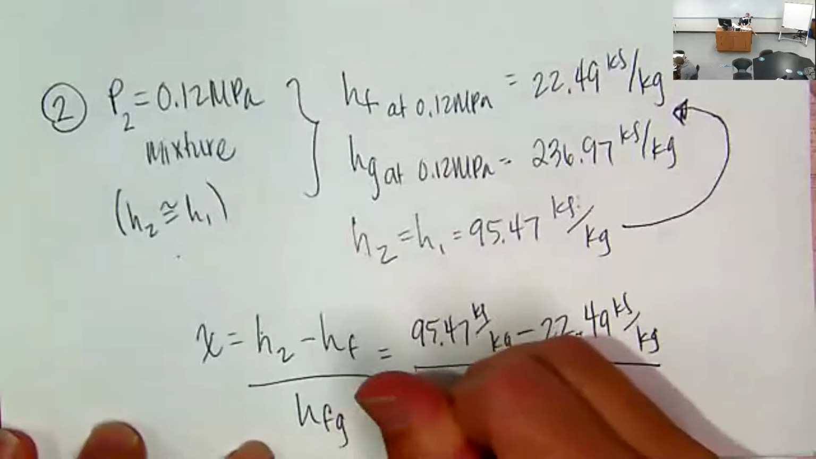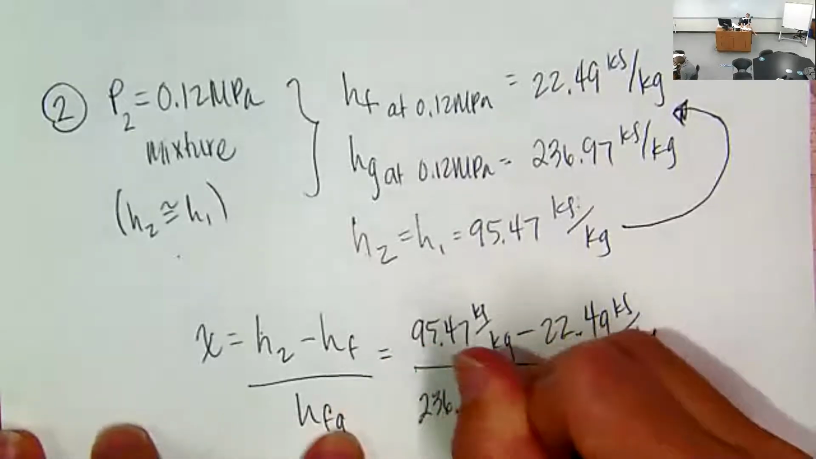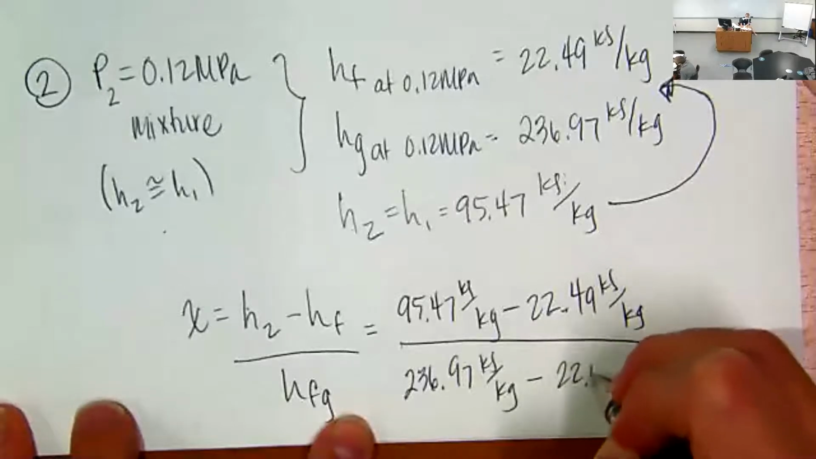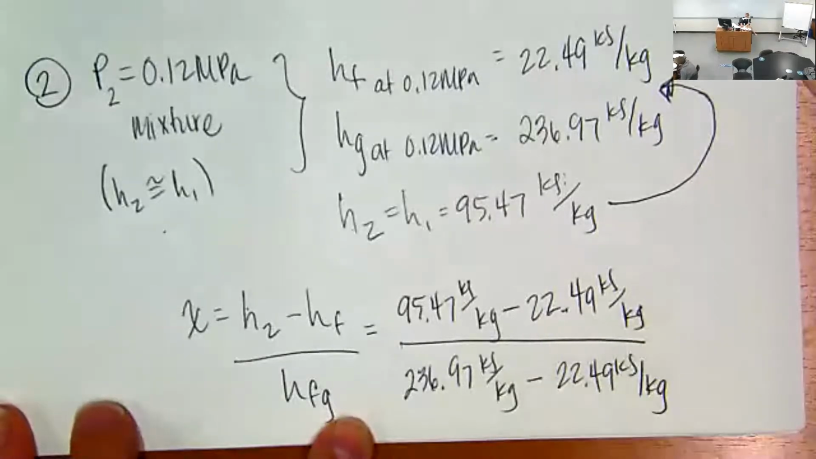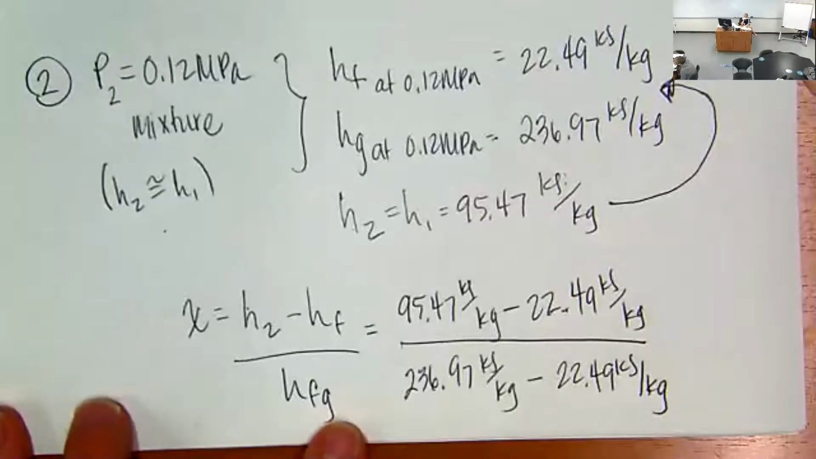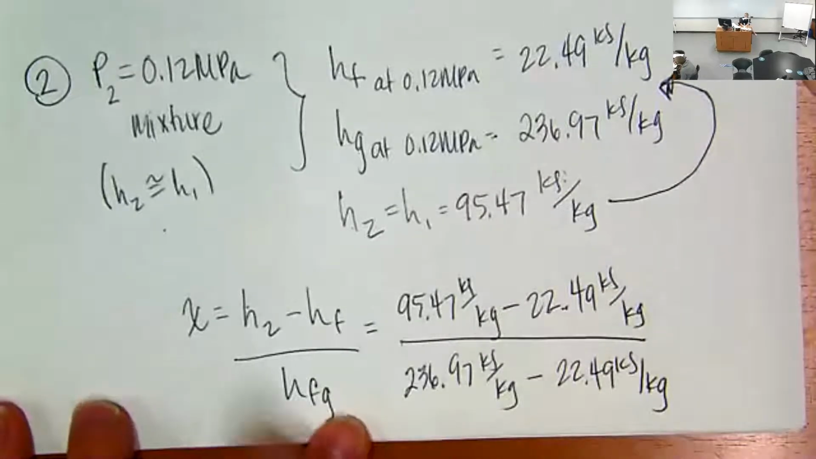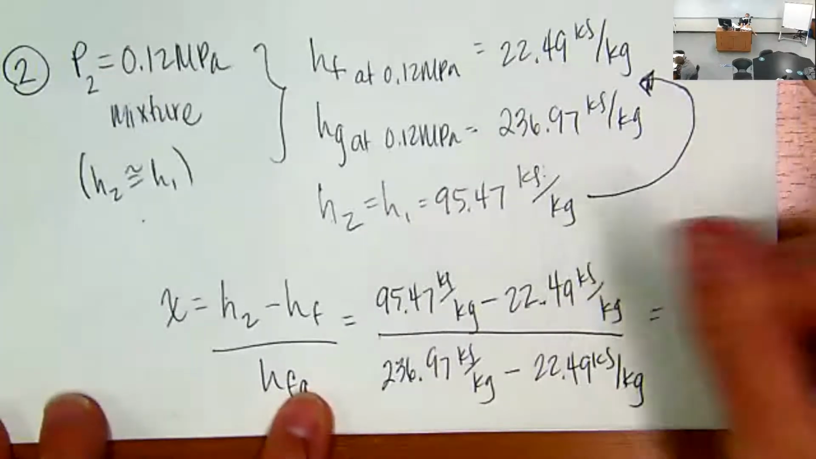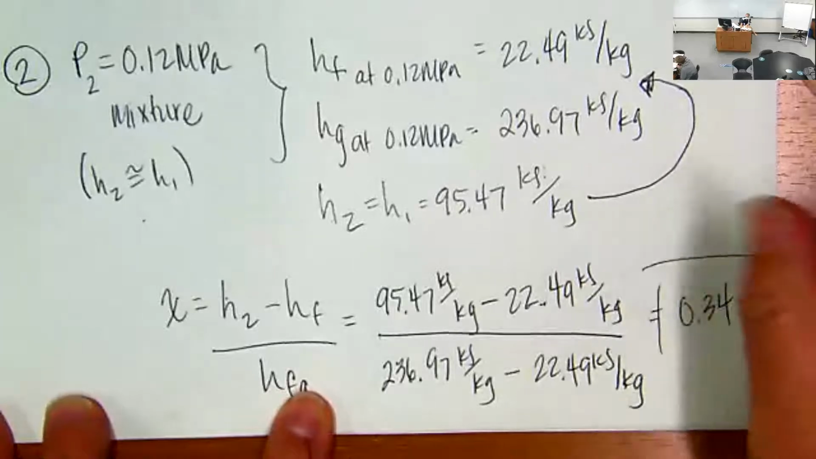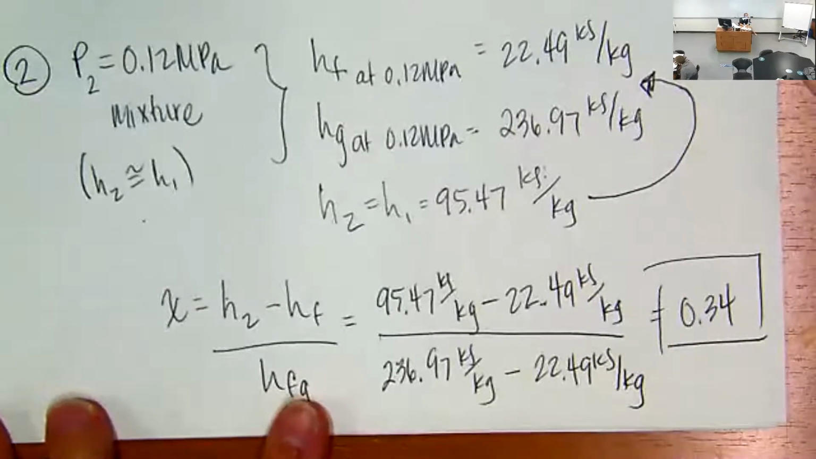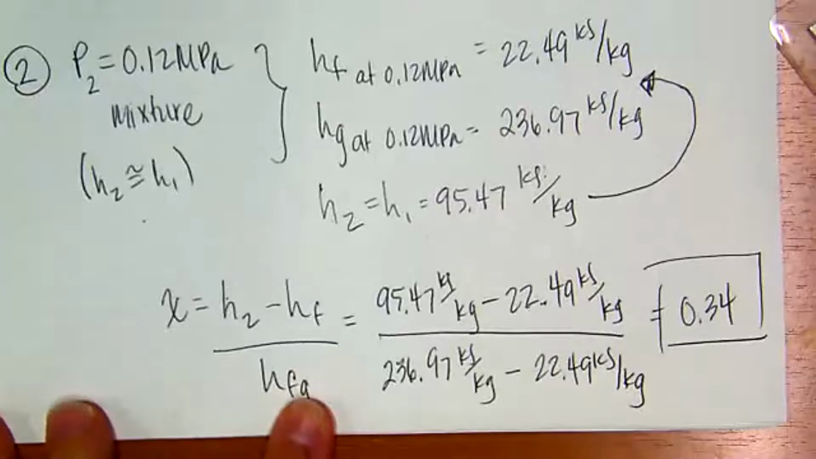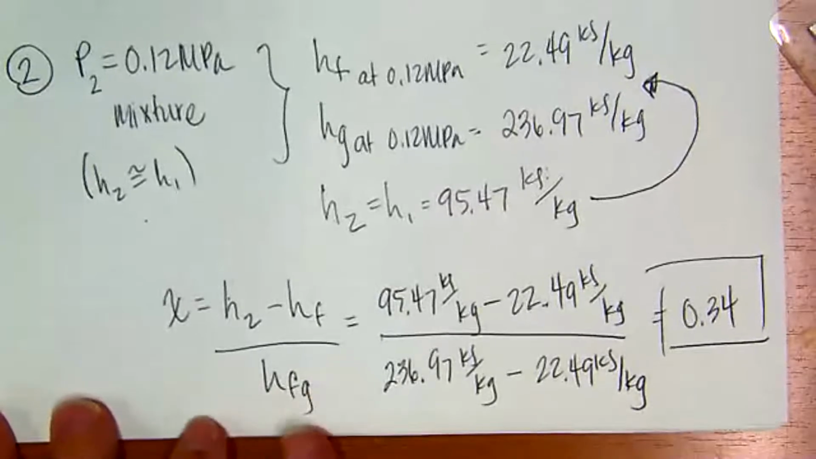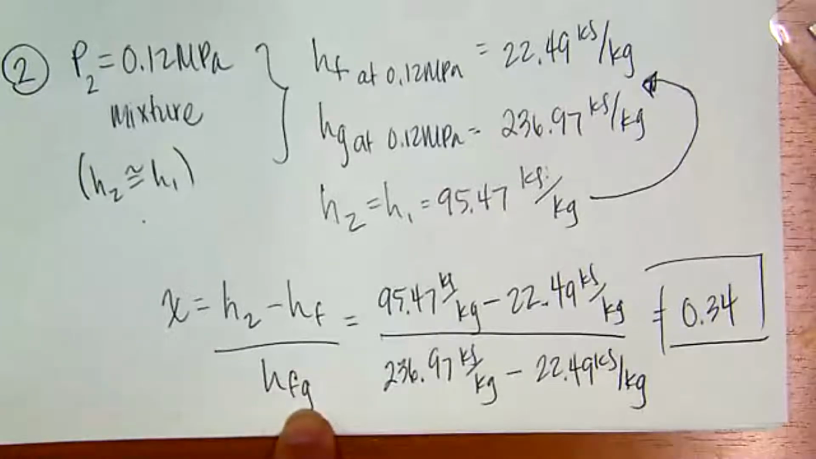So 236.97 kilojoules per kilogram minus 22.49 kilojoules per kilogram. All of my units are going to cancel because they're the exact same units. Quality is a unitless property, so that looks good for us. And when we work this out, it is 0.34 as our value for quality, which makes sense logically looking at our placement between our saturated liquid and our saturated vapor values, right? It's about maybe 1/3 of the way there. Okay, sounds good.